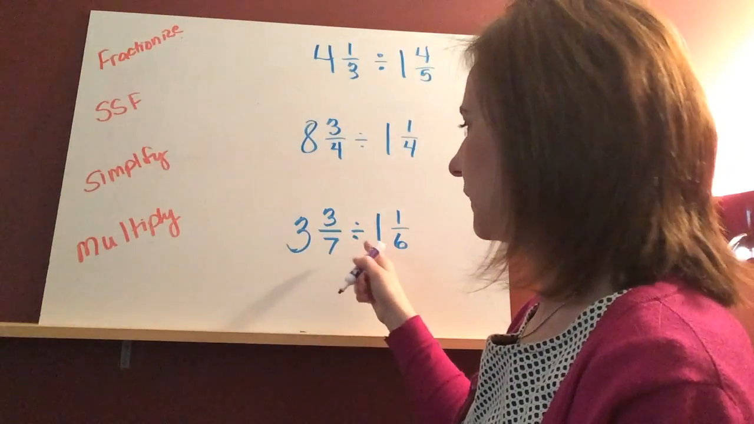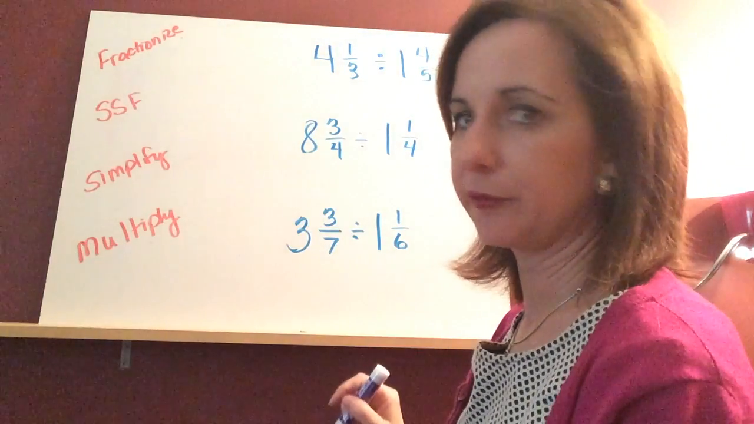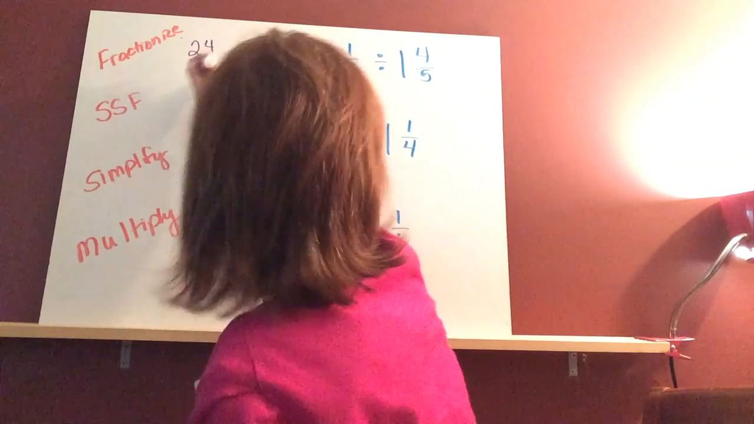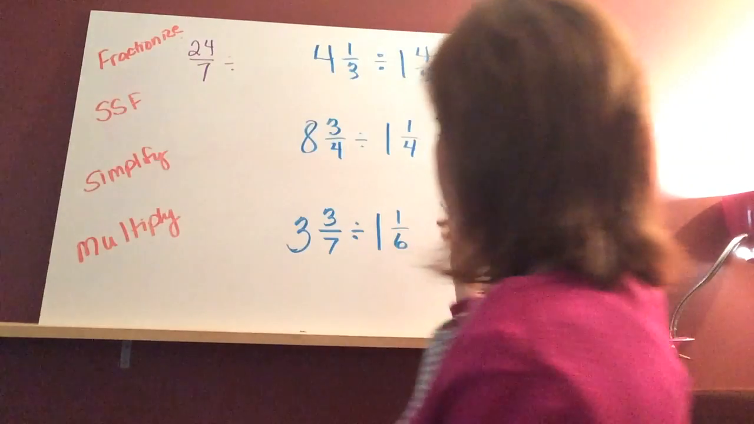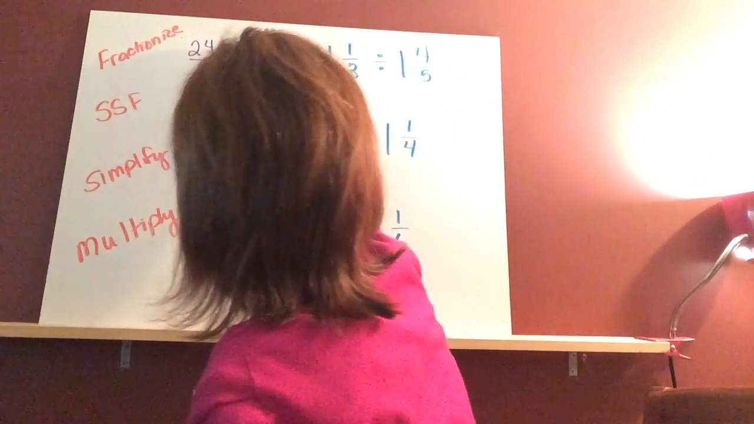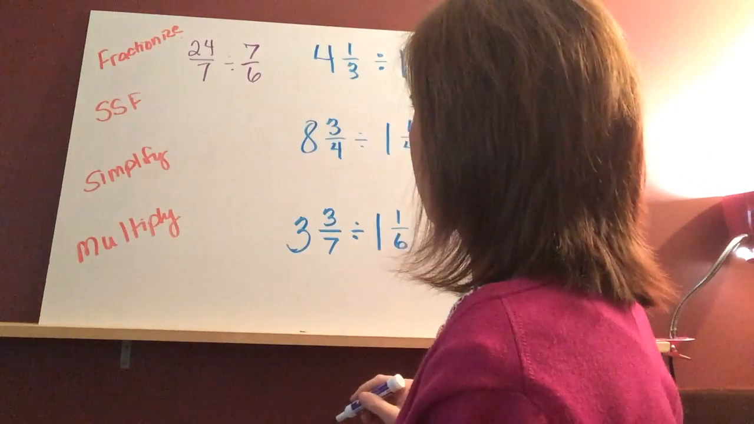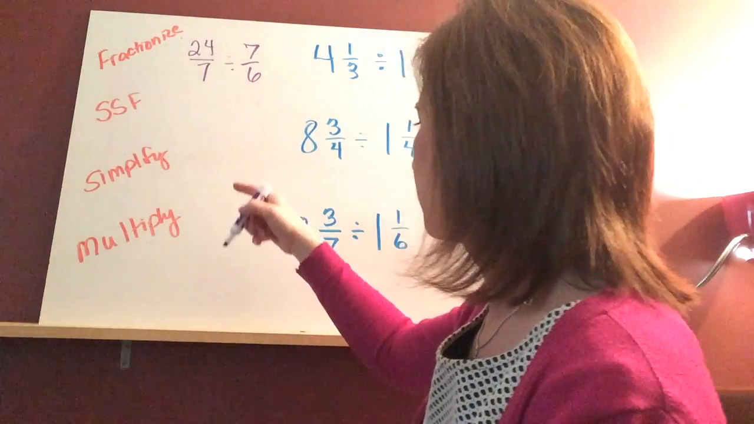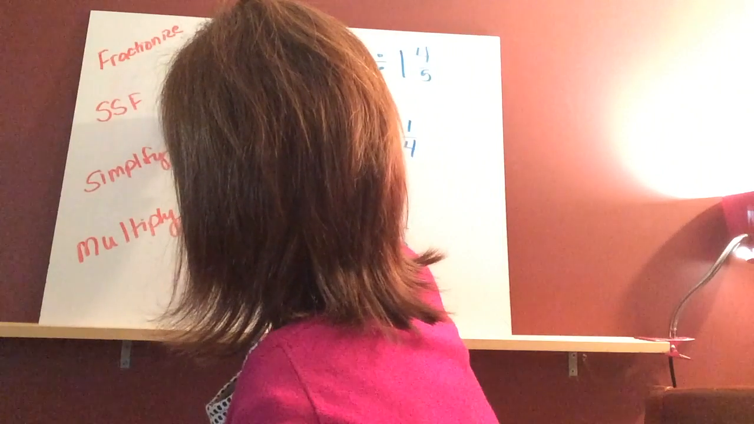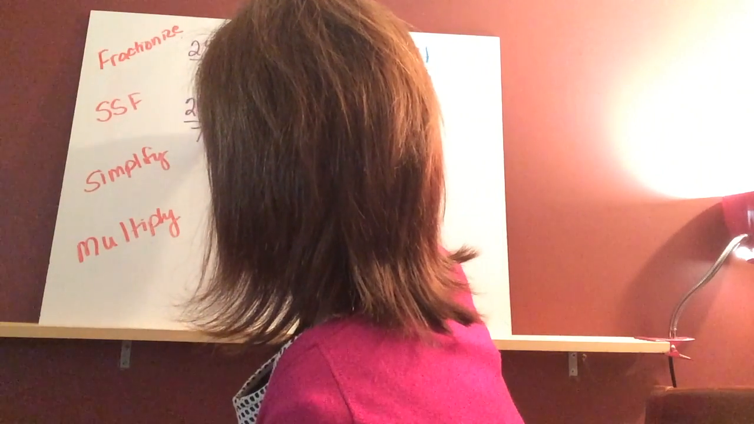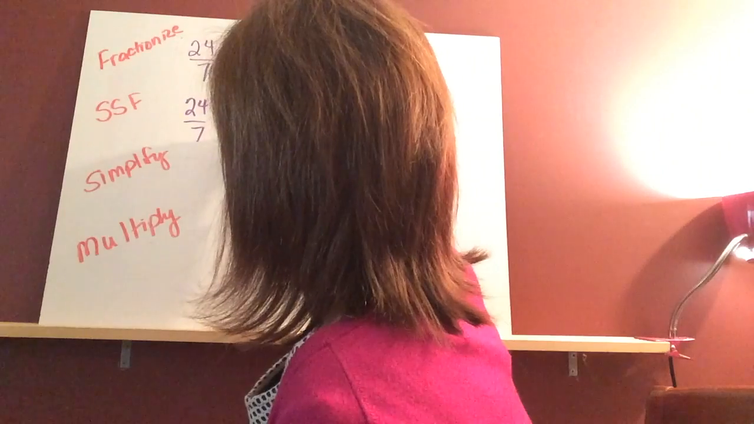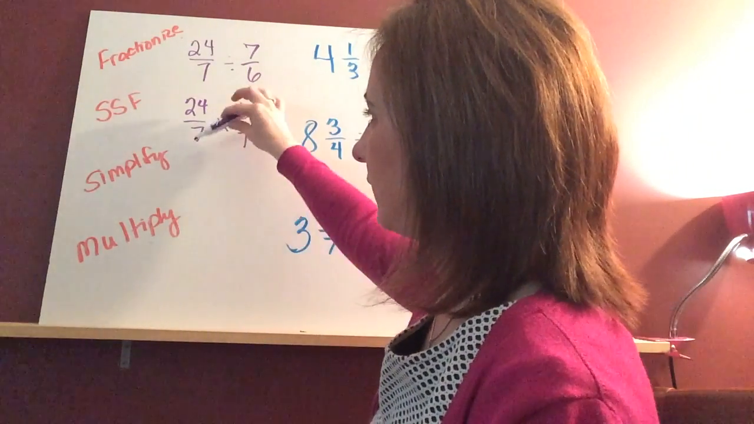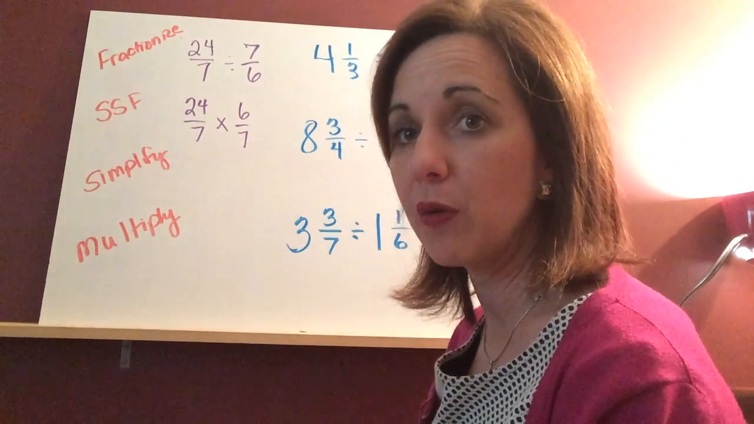All right, 3 and 3/7 divided by 1 and 1/6. Fractionize is our first step. 3 times 7 is 21, plus 3 is 24. 24/7 divided by 6 times 1 is 6, plus 1 is 7, 7/6. And now, this one looks like we can simplify, but watch, the directions are stay, switch, flip. And so 24/7 has to stay times 6/7. Simplify. 24 and 7 and 6 and 7 cannot simplify, and so we have to multiply.